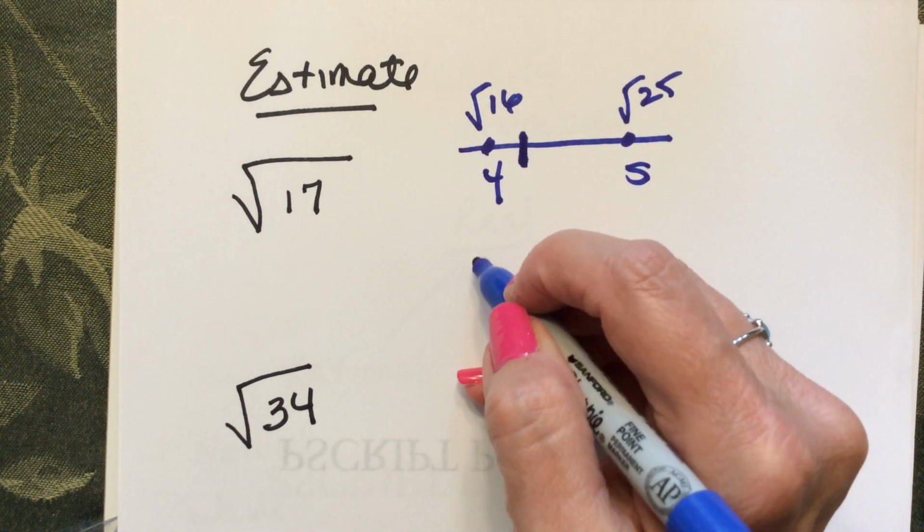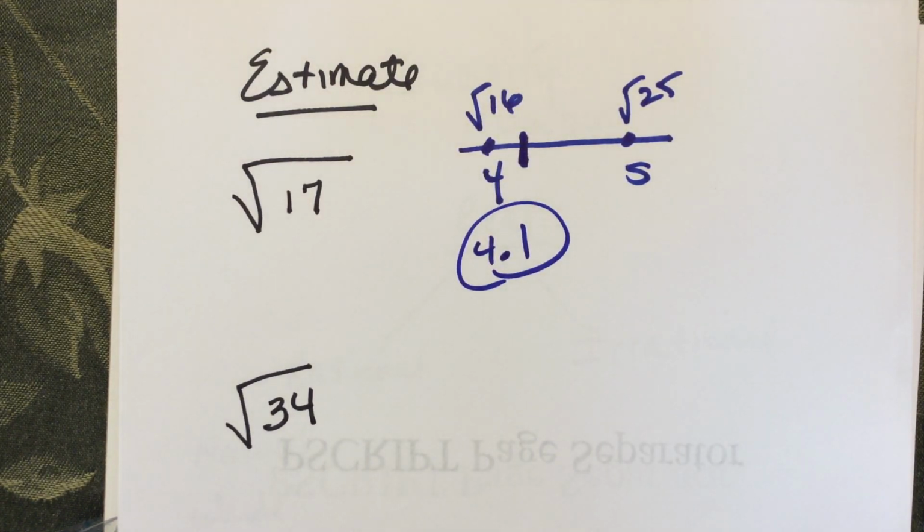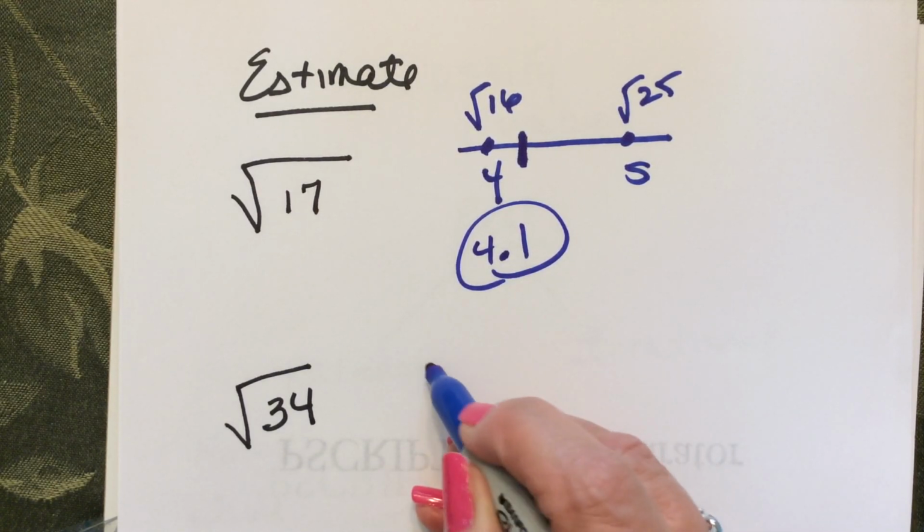I can guess and say, well, let's guess it's 4.1, okay, because it's a little bit more than 4. If you estimated 4.2, that's totally fine. Anything along those lines on the lower level of 4. Now, if the question says, hey, estimate it to the closest whole number, you're going to say, well, it's closest to 4.